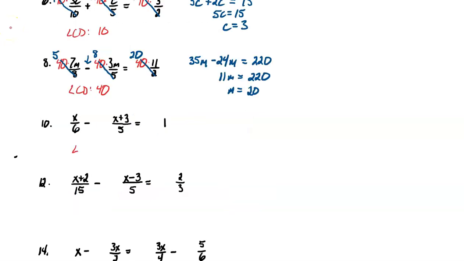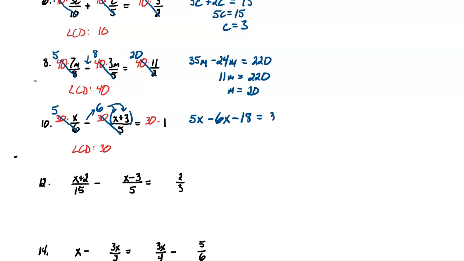Number 10, the LCD using 6 and 5 is the number 30. Multiply by 30 in front of each term. 30 divided by 6 makes 5. 5 times x is 5x. 30 divided by 5 makes a 6. That 6 is multiplied to this binomial. Don't forget the parentheses. And observe the negative sign in front of the 6. Think of it as negative 6 when you distribute. Negative 6 times x is negative 6x. And negative 6 times 3 is negative 18.